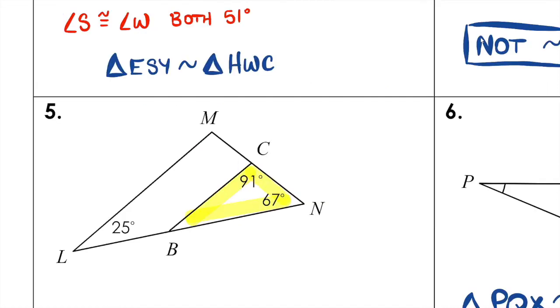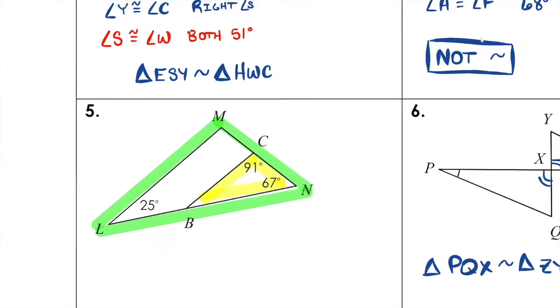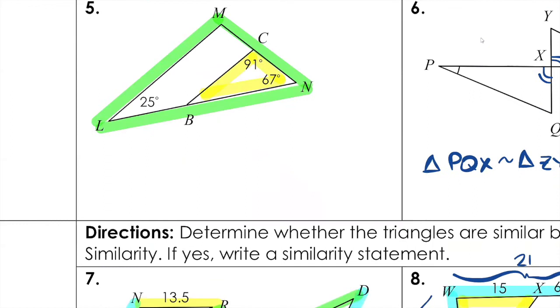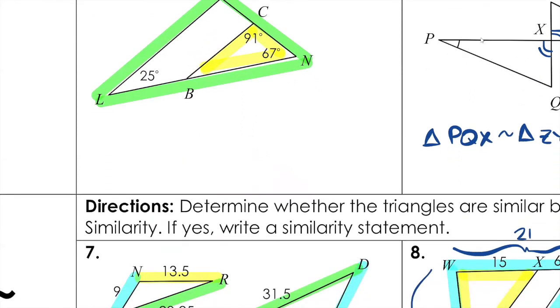Number 5. Uh-oh, one of those rascally triangles within a triangle. Do we have any congruent relationships? What do we got? How do we know? I like that you went there. Did they tell us they were parallel? No. So can we assume that they're parallel? Unfortunately not.